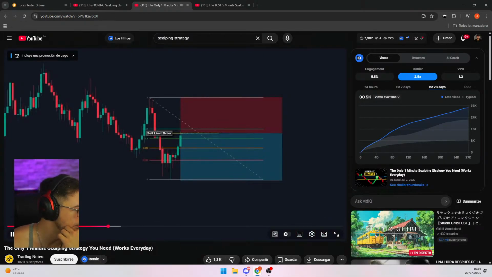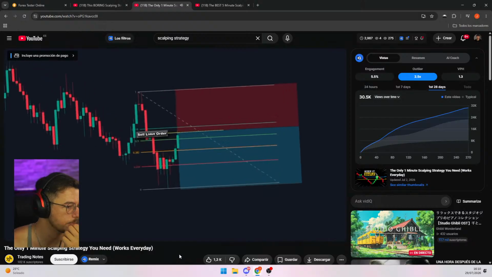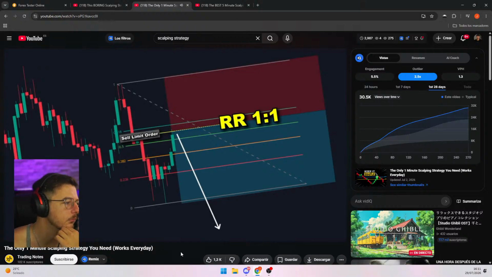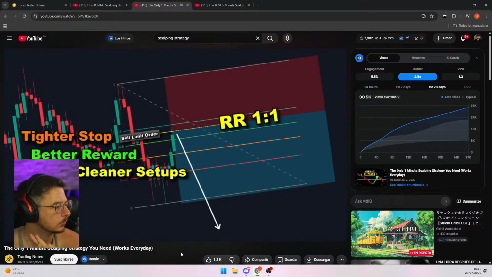Okay. Previous swing high if you're long. That structure alone gives you at least a 1-to-1 risk to reward, and most of the time it lands you closer to 1 to 1.5. The 0.618 entry is the sweet spot. Tighter stop, better reward, cleaner setups.